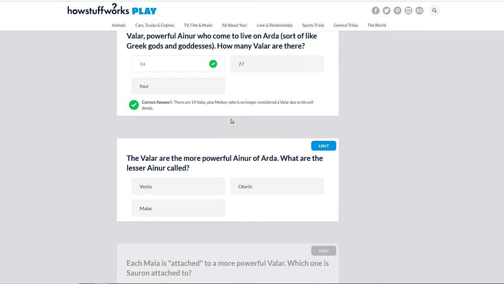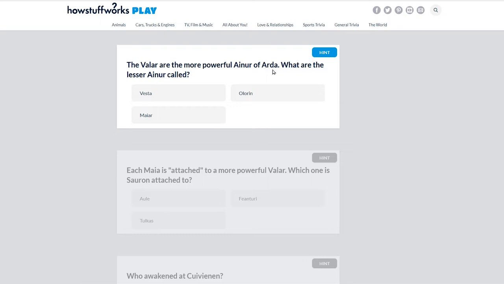Next one. The Valar are the more powerful Ainur of Arda. What are the lesser Ainur called? Vesta, Olórin, Maiar. I don't remember if Vesta meant anything. Olórin, if I remember correctly, is the original name of Gandalf. And it has to be the Maiar.